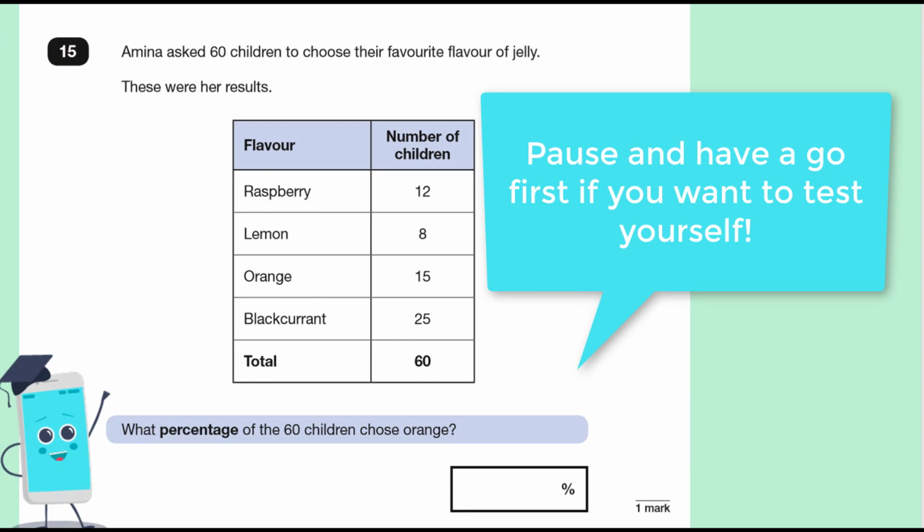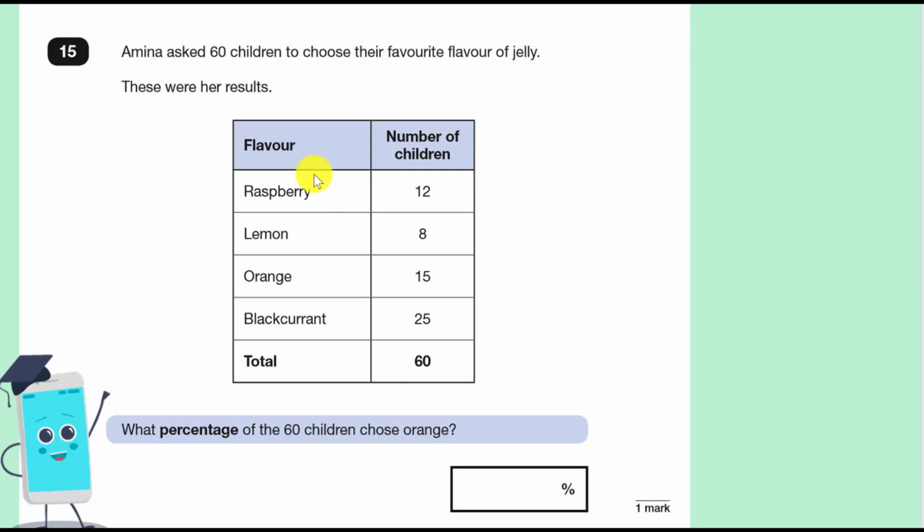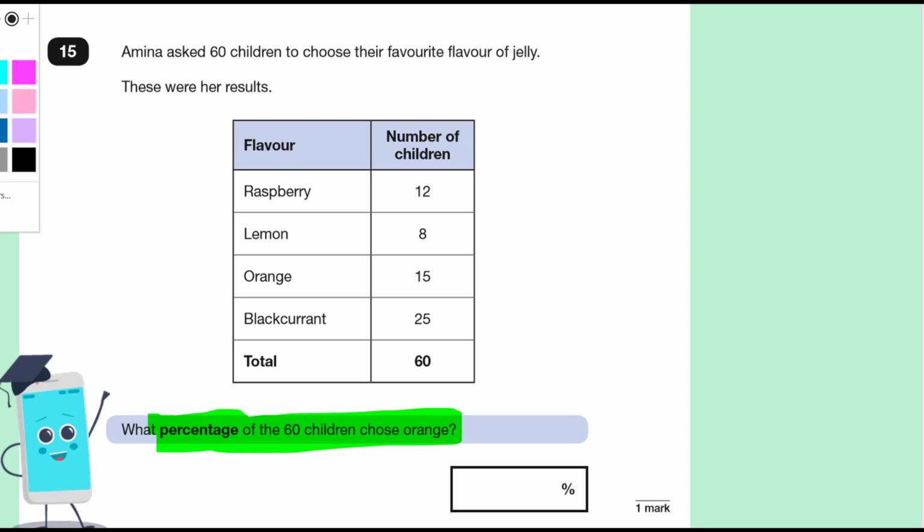Let's read the question. Amina asked 60 children to choose their favourite flavour of jelly, and these were her results. You can see we have a table where we have a list of flavours, and we have the number of children who chose each flavour. At the bottom we have a total. Now the question is, what percentage of the 60 children chose orange?